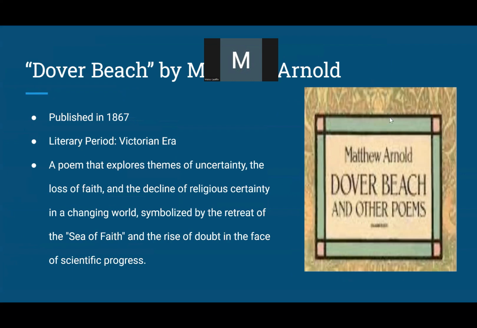Dover Beach by Matthew Arnold was published in 1867 in the Victorian era. This poem explores themes of uncertainty, the loss of faith, and the decline of religious certainty in a changing world, symbolized by a retreat of the sea of faith and a rise of doubt in the face of scientific progress.